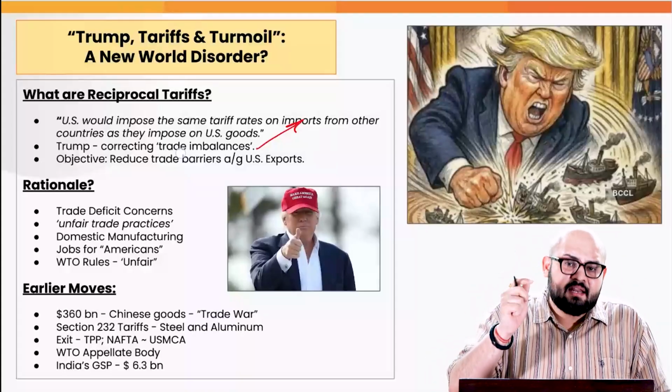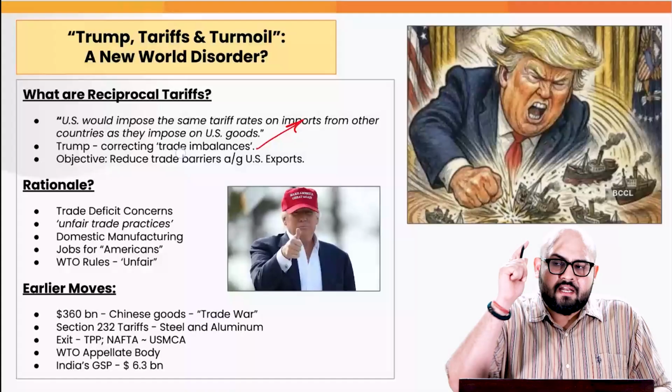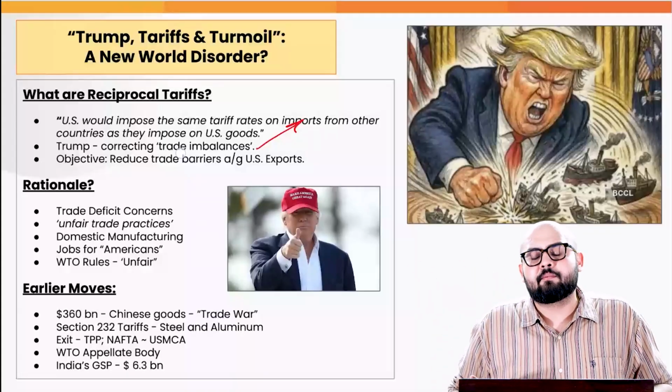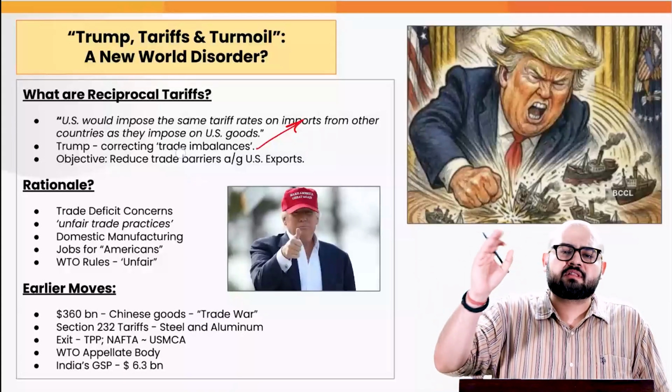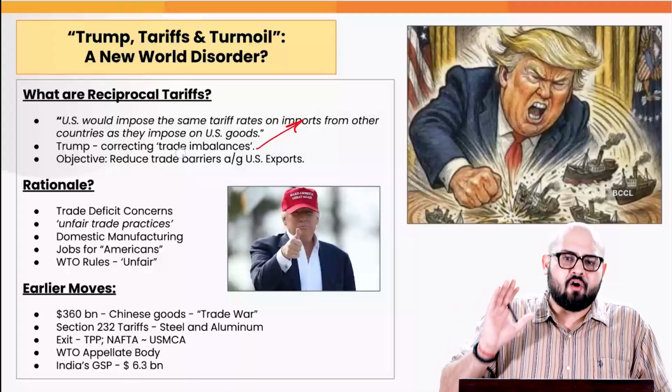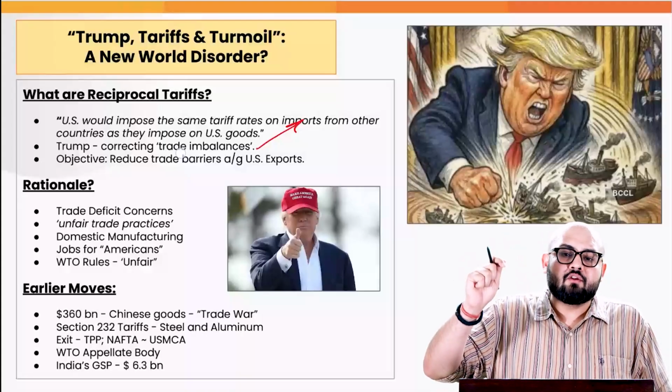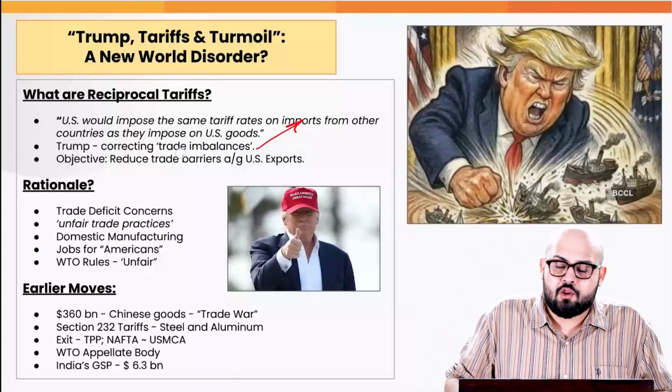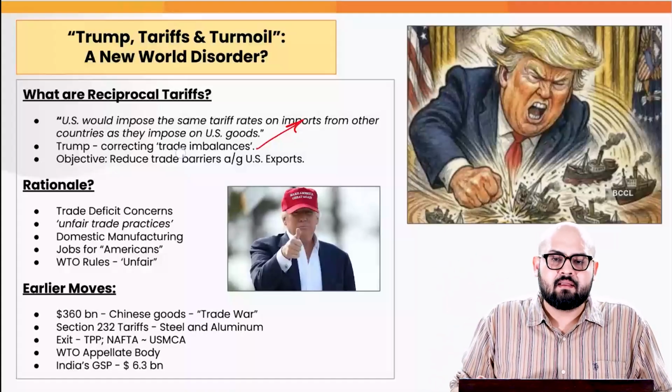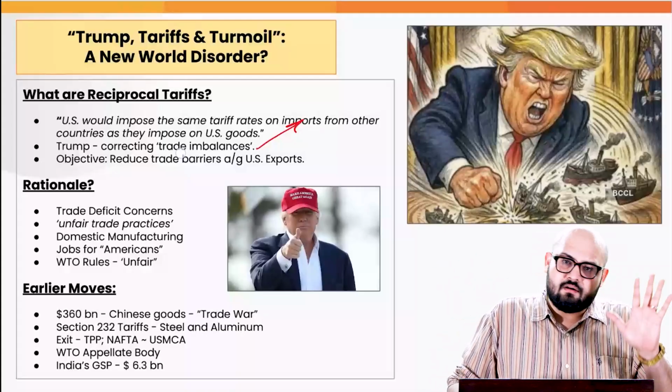And considering that, what Trump is saying is that you are imposing X amount of tariff on my products. Why can't I impose similar tariffs? It is not my fault that you are not as competitively advantageous as us, or you are not able to match our quality. It is not my fault. So that is what Trump is saying.